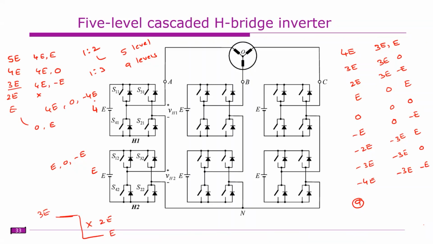So practically these things are not followed, because the voltage is directly jumping and the dV by dt will be high, or double. That's why these types of combinations are not encouraged.